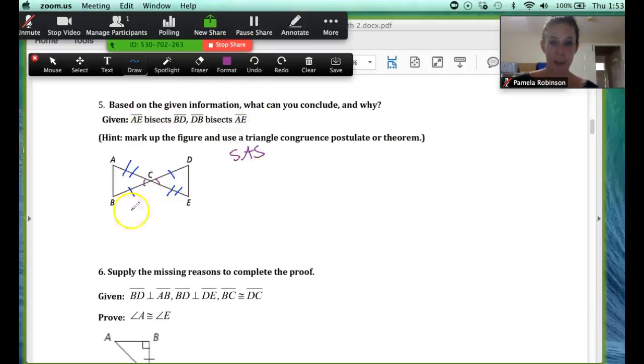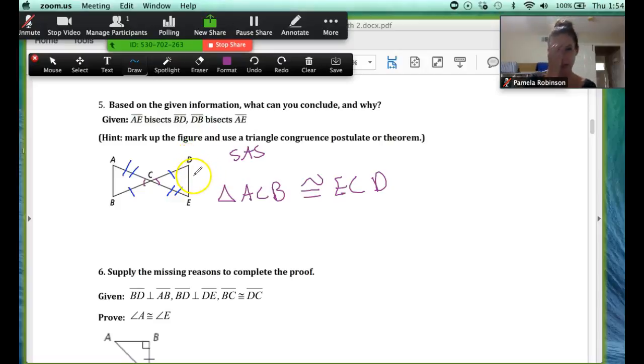So based on the given information, what can you conclude and why? Well, I'm going to go ahead and say triangle ACB is congruent. Now, since I started up here with A, where the double marking is, and I went to C, this side first, it's congruent to this side. So I start here with E, where the double marking is, and go to C. So I'm going to go E, C, D. So ACB is congruent to ECD. Label it in the correct order.